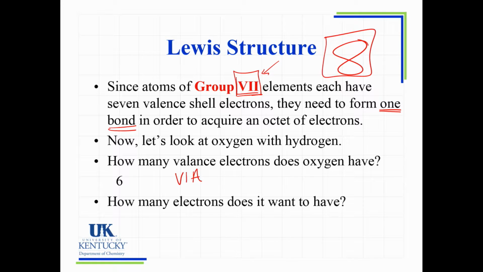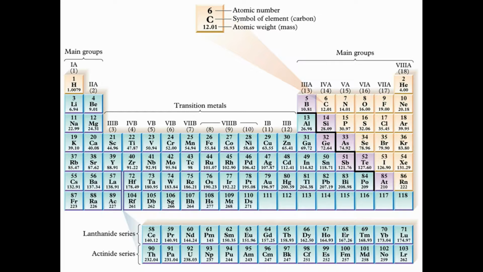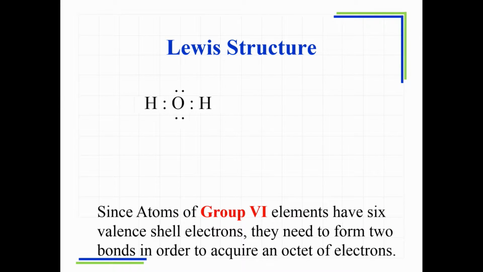The next question is, how many does it want to have? Well, that's a no-brainer because they all want to have, except for hydrogen, 8 electrons. So if it has 6, but it wants 8, then it's got to do more sharing to get from 6 to 8. Here we see on the periodic table, just to make sure everybody's on board, our oxygen has 6 valence electrons. It wants to have 8. So how do we get there?